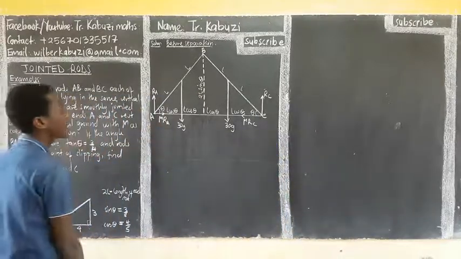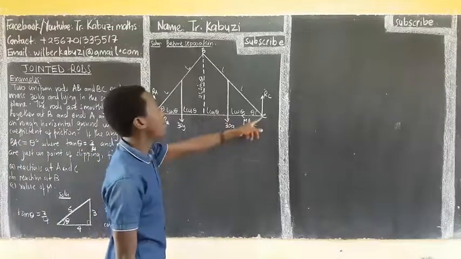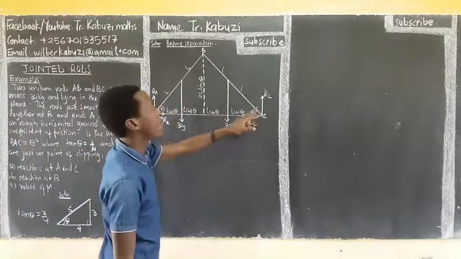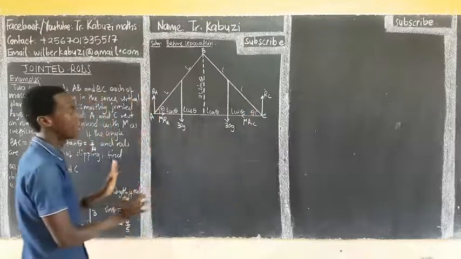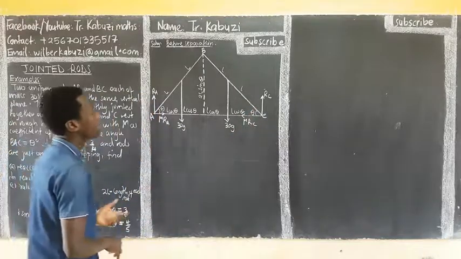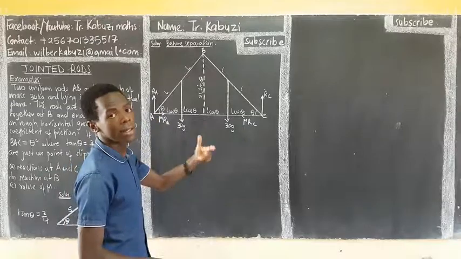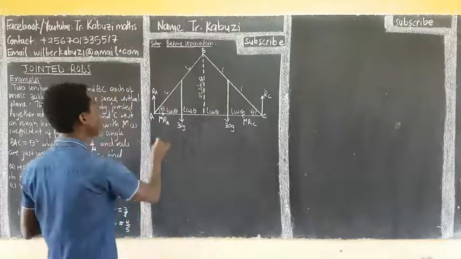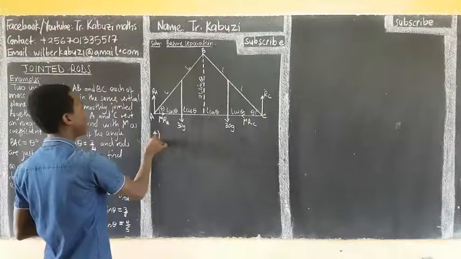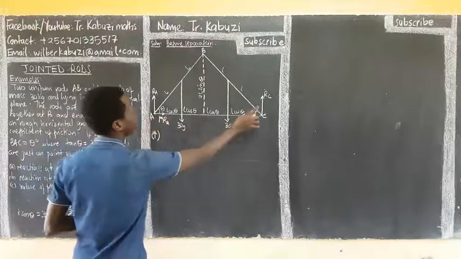Okay, now what we do to get these reactions, we take moments. If you want to get this, you take moments here. If you want to get this, you take moments there. As simple as that. But taking moments for both is going to be a bit lengthy. What we do, we first resolve vertically upwards, and we get the equation relating this and that.